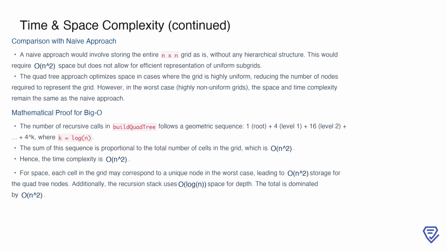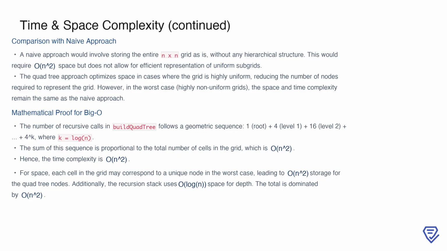Comparing the quad tree approach to a naive method provides additional context. A naive approach stores the entire n x n grid as is, requiring O(n squared) space but lacking the efficiency of hierarchical representation. The quad tree optimizes space in cases where the grid has large uniform regions, significantly reducing the number of nodes needed. However, in highly non-uniform grids, the time and space complexity of the quad tree approach matches that of the naive method, both being O(n squared).